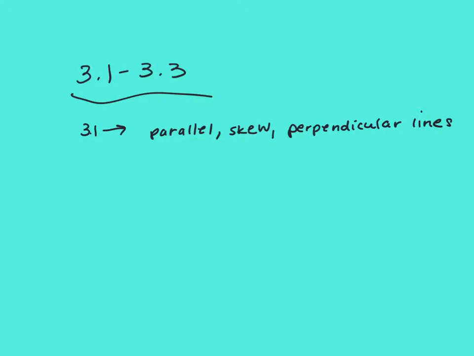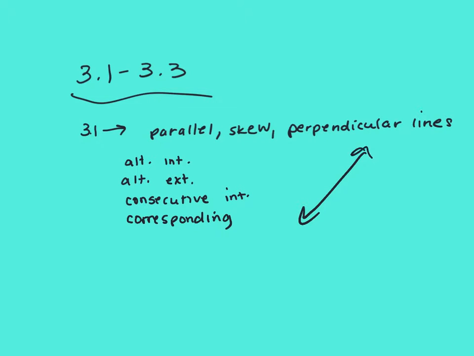And then all the special angles came out in this one. Alternate interior, alternate exterior, consecutive. Wait, I thought that was in 3.2. No, the definition of them came out in 3.1, and then the properties, if they're parallel, came out in 3.2. What am I missing? Corresponding. So these lines didn't have to be parallel. So the lines aren't necessarily parallel with just the definitions, right?